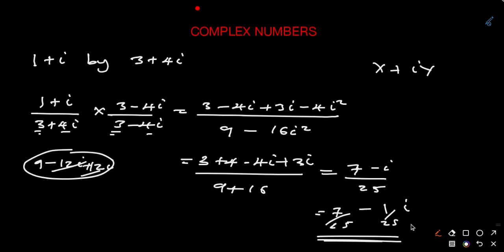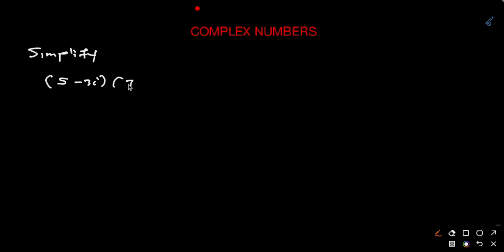Alright, so another example. Let's say you have been told to simplify. And actually, I haven't shown you how to multiply, but multiplication is just very simple. So, simplify. Let's say you have 5 minus 3i, then you have 7 plus i, then over 2 minus i. How can you go about this one? Feel free to pause the video and try to answer this one here.